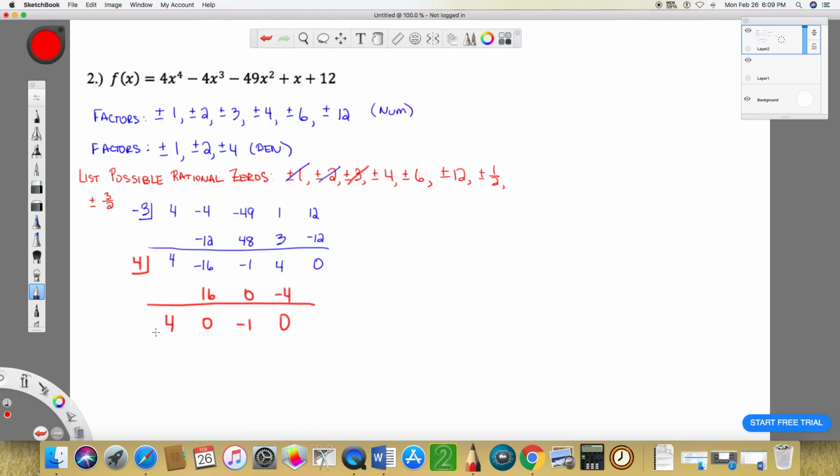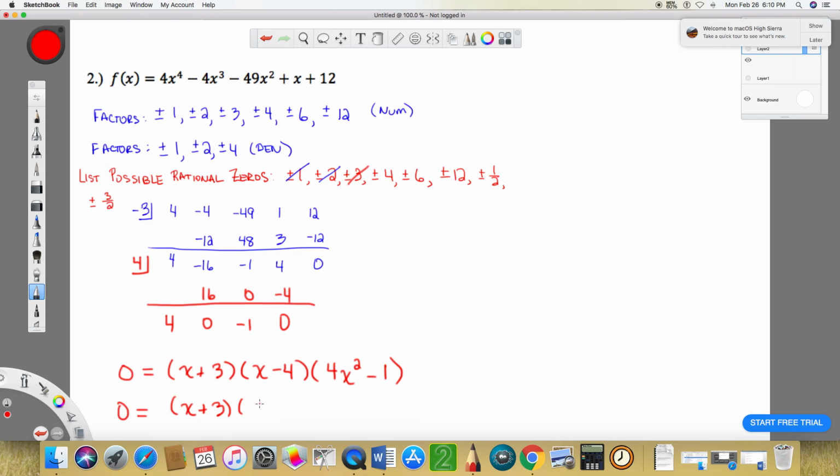All right, and with 4x squared minus 1, we'll be able to factor this as a difference of perfect squares. So let's return up here to f, write it as 0 equals. We found that -3 was a 0, so in factored form, that's x plus 3. We found that 4 is a 0. In factored form, that's x minus 4. And now we have 4x squared minus 1. That's a difference of perfect squares. So that factors to a plus b times a minus b.